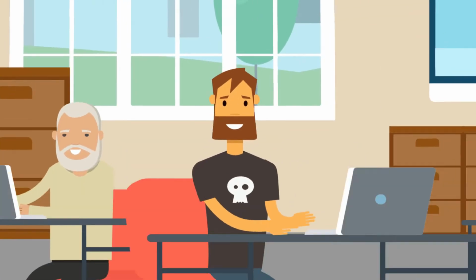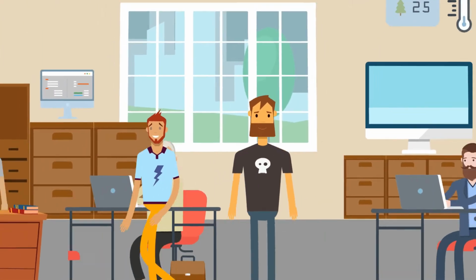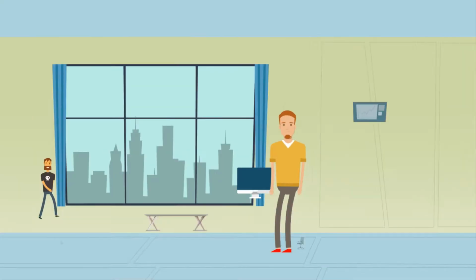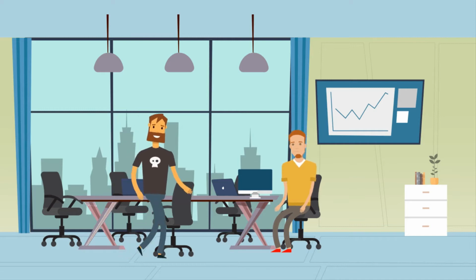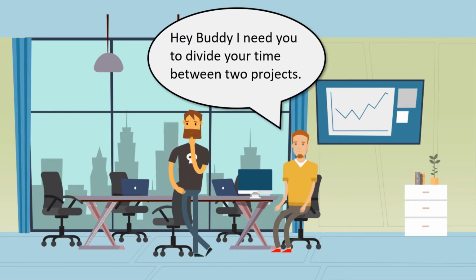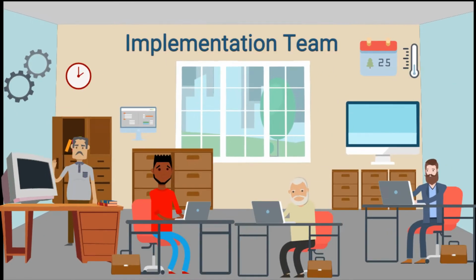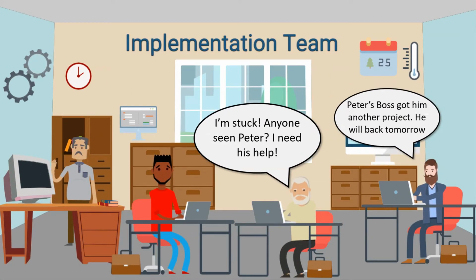Now Peter, the developer, who's been holding the team together, has been requested by his boss to start on a second project, as his boss wants the best man. The result now is the team fall further behind as Peter can't give his full attention anymore.